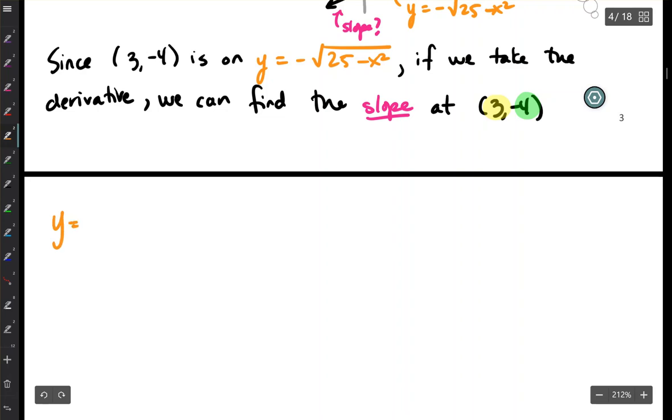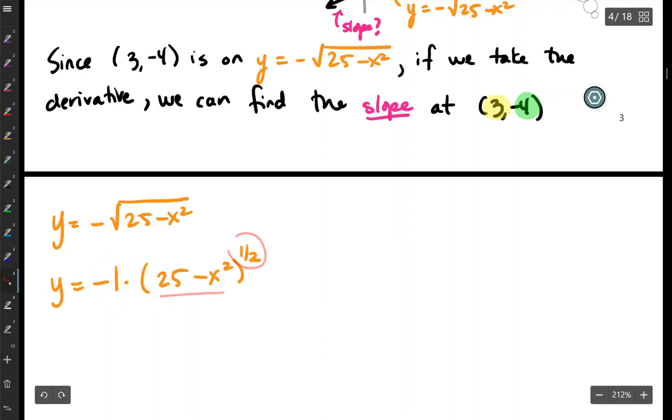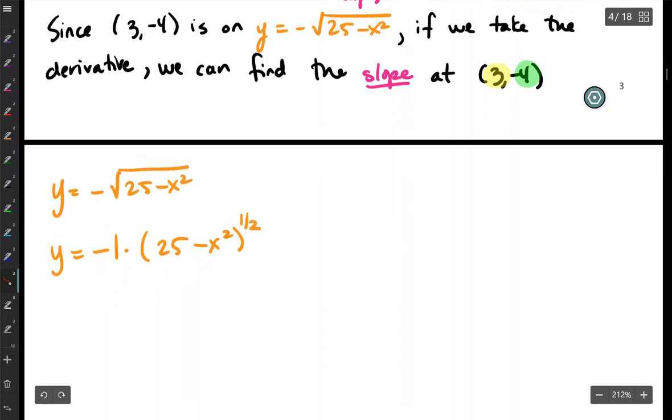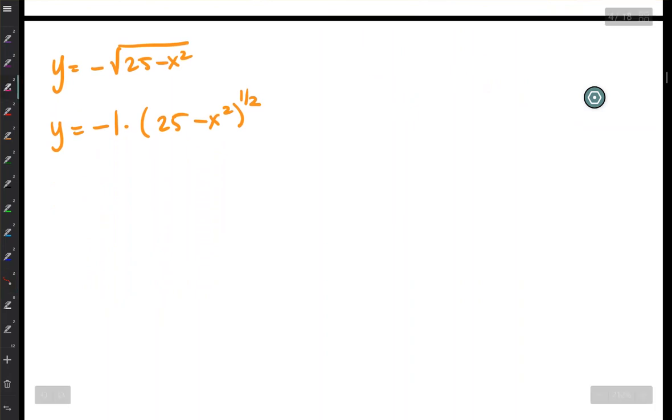So y is minus the square root of 25 minus x squared. When I want to take this derivative, I first want to acknowledge that this is minus 1 times 25 minus x squared all to the 1/2 power, to get me set up to use my constant multiple rule and my power with chain rule here. So I haven't taken a derivative yet. Here I go. y prime is equal to the constant times the derivative of the function.